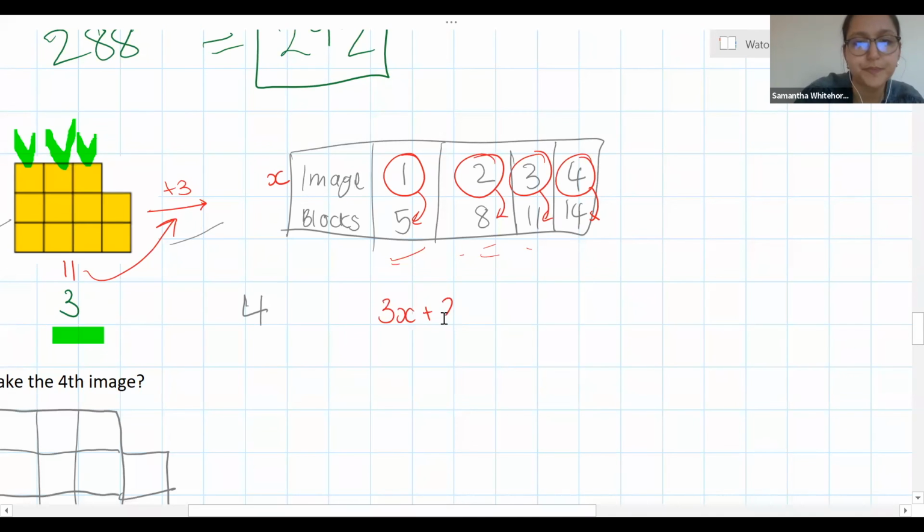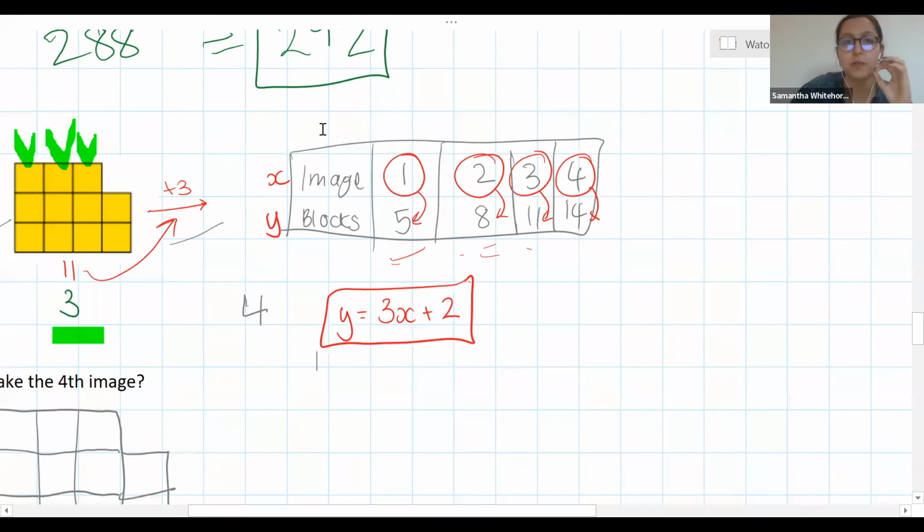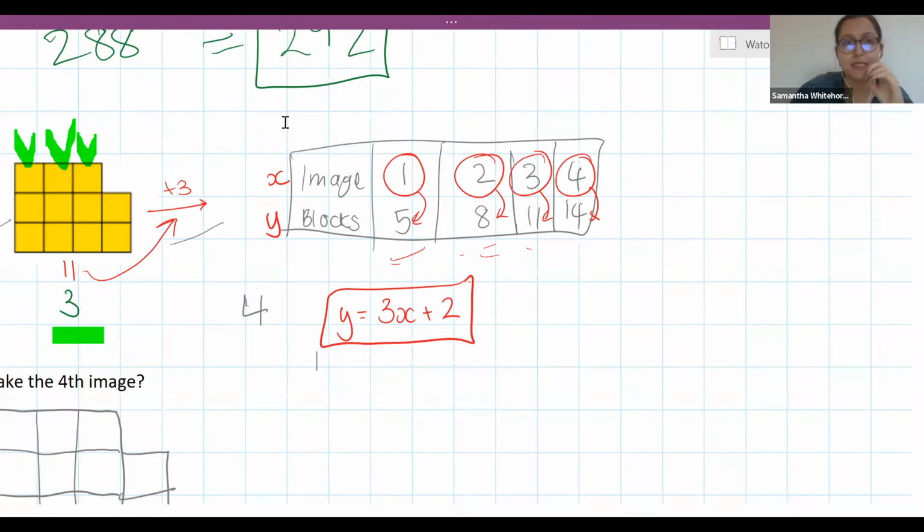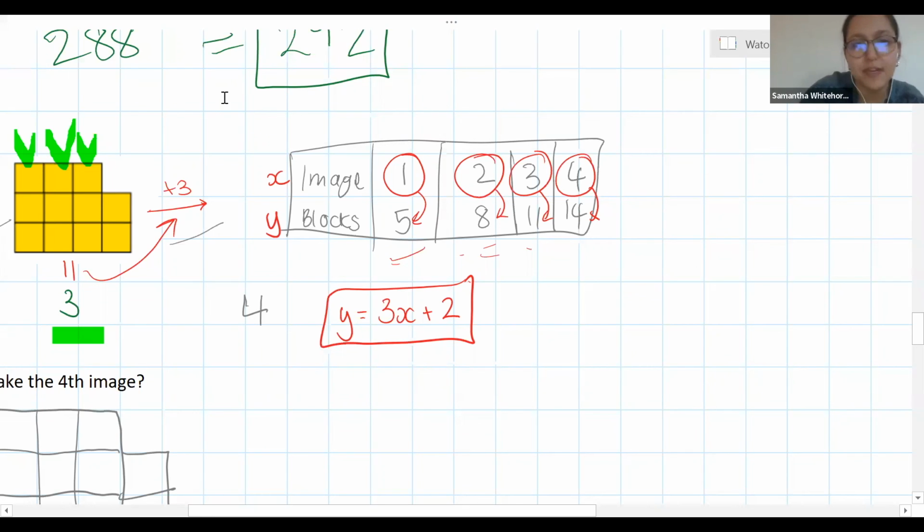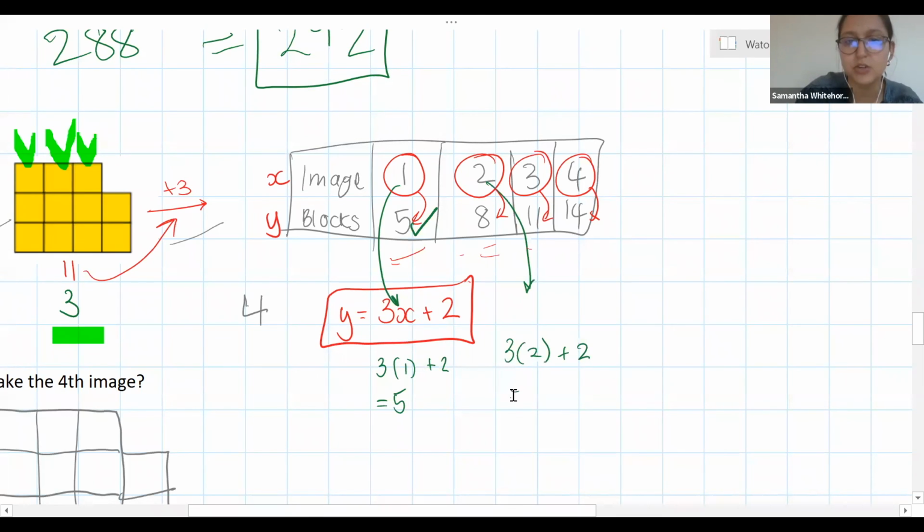Okay, cool. So if we now relate this to variables, which we can, and this is eventually where we're going. So it's cool that we're using X's and Y's. This is what we call a general term or a general rule to describe this pattern. Now, if I go and apply this rule, remember Pelesa said X is the image. So if I substitute in 1 in place of X, I've got 3 times 1 plus 2. That gives me 5. That's correct. If I go and substitute in 2, 3 times 2 plus 2, that gives me 6 plus 2, which gives me 8.